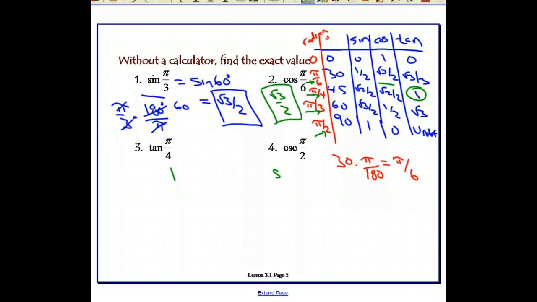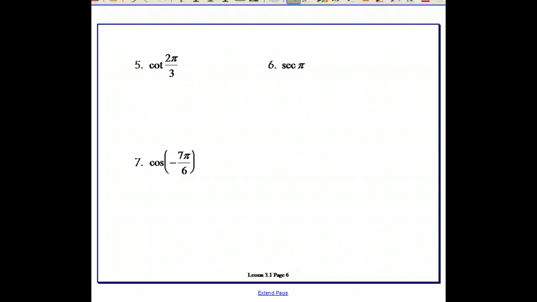Cosecant of pi halves. Cosecant is reciprocal of sine. So it's 1 over the sine. Sine of pi halves is 1. 1 over 1 is 1. So a very quick, easy way to do these problems. And the easy way to do it is add another column to your chart with both the degrees and the radians. All right. I think I have one more page of these, but I think you've got the idea.